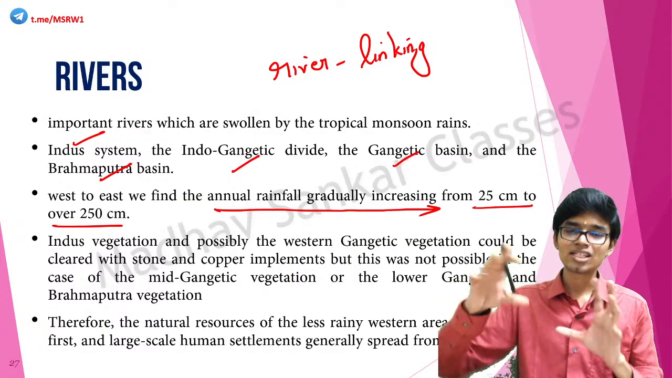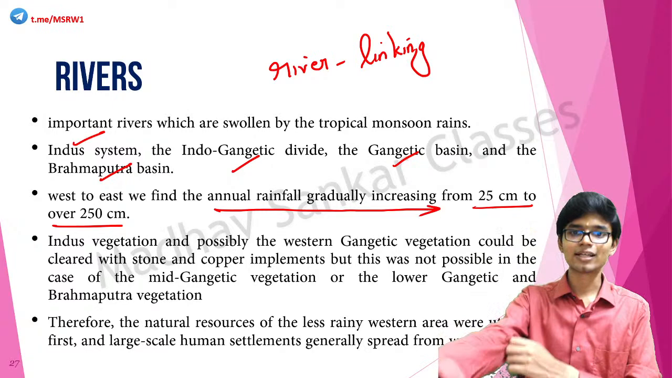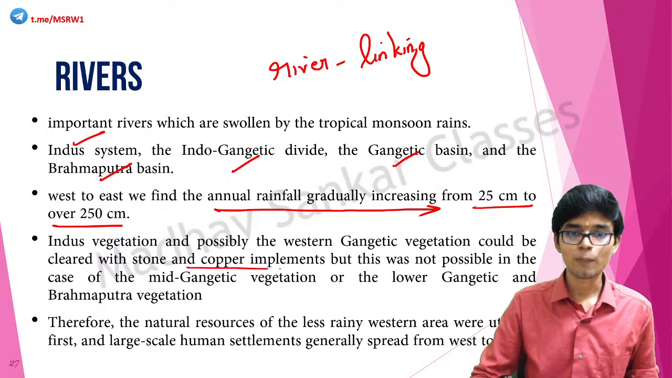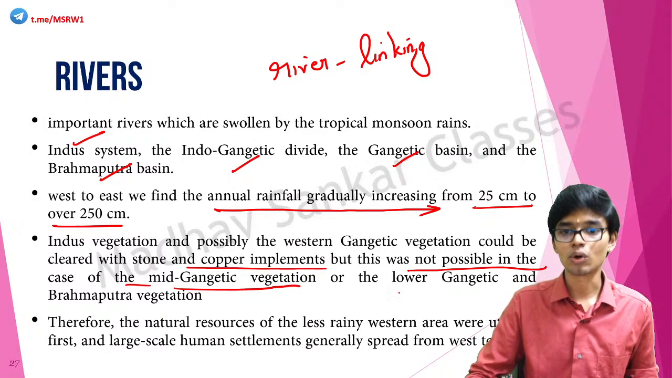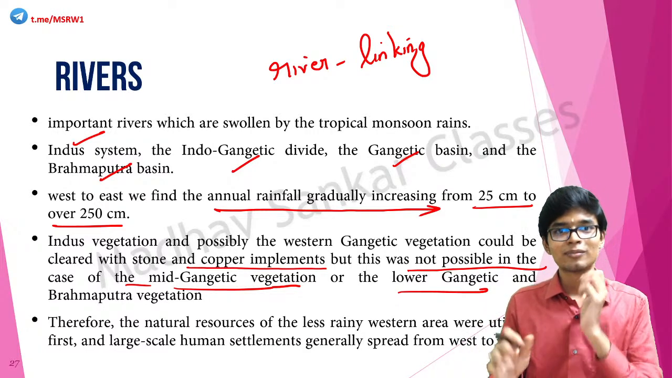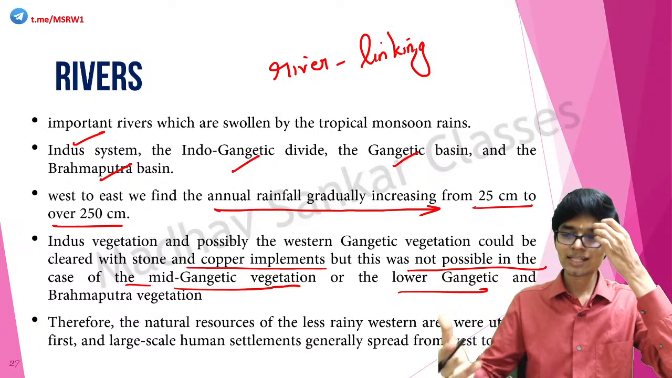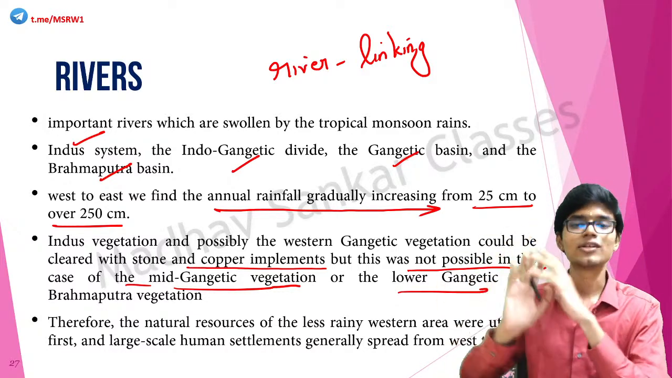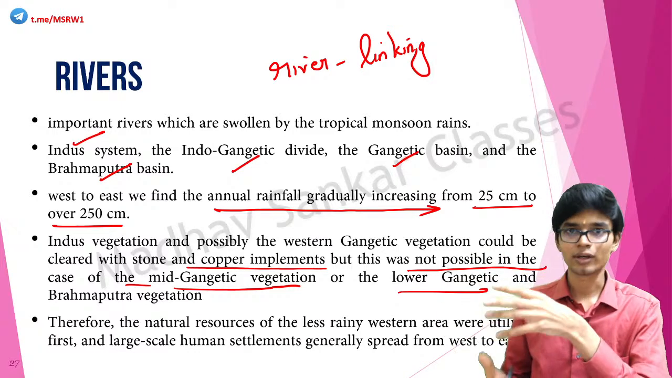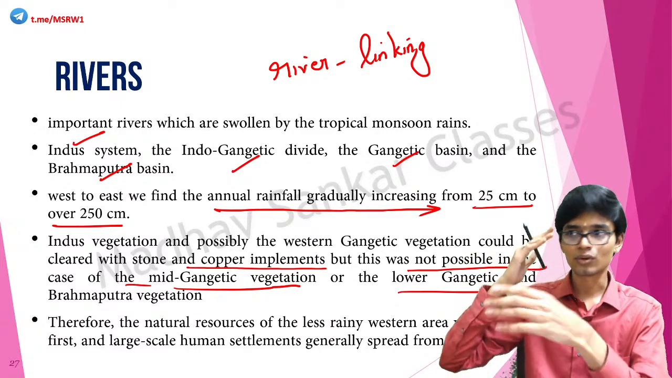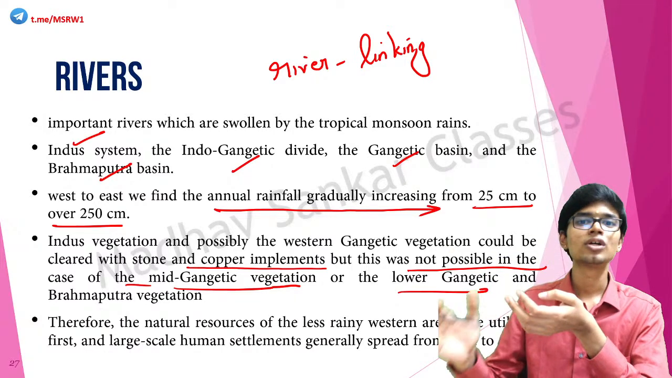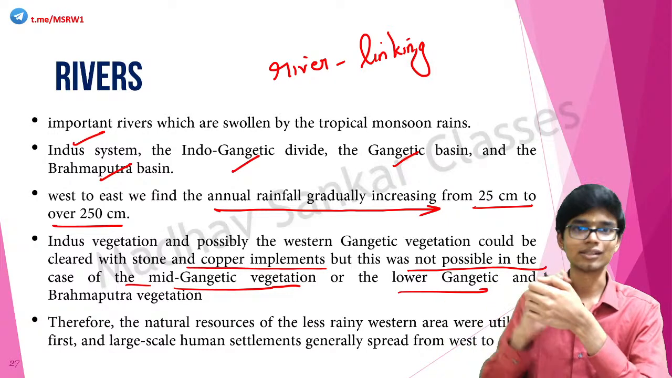Clear? So Indus vegetation and possibly the Western Gangetic vegetation could be cleared with stone and copper implements, but this was not possible in the case of mid-Gangetic or lower Gangetic vegetation. Why? Because the lower Gangetic vegetation, or the Brahmaputra vegetation for that matter, has plenty of influence of rain and very good alluvial soil, so hardwood trees were very hard to clear using traditional stone tools. You need much more sophisticated tools to cut through these trees.